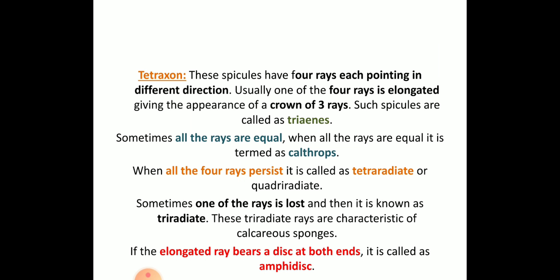These spicules have four rays, each pointing in a different direction, and one of the four rays is elongated, which gives a crown of three rays. So they are also called triaenes. When all four rays persist, they are also called tetractinellidae, or the quadrate type. Tetraxon is also called tetraradiate or quadraradiate. If these are elongated, it is also called the amphidisc type.